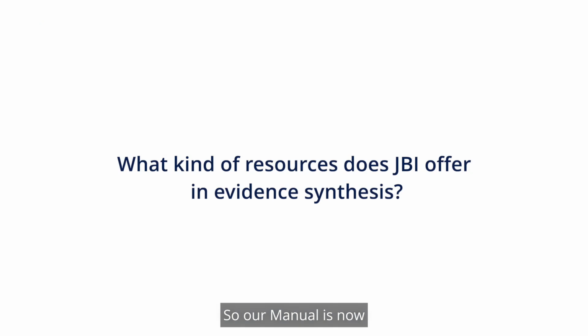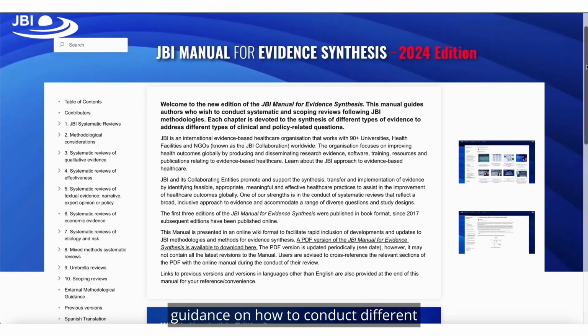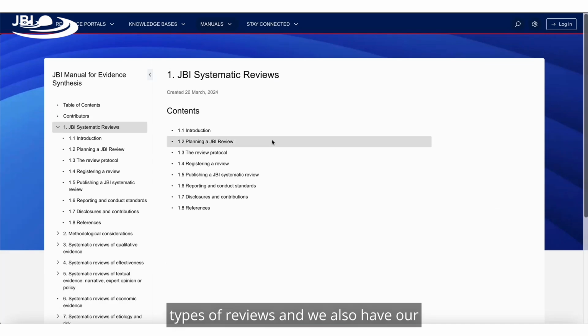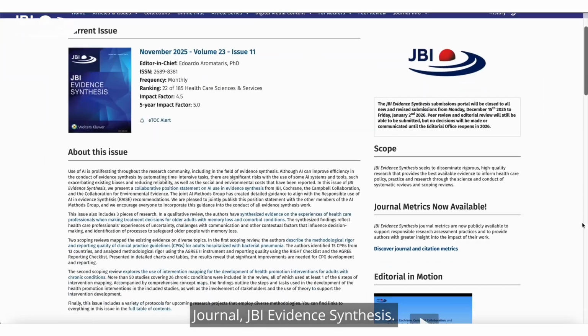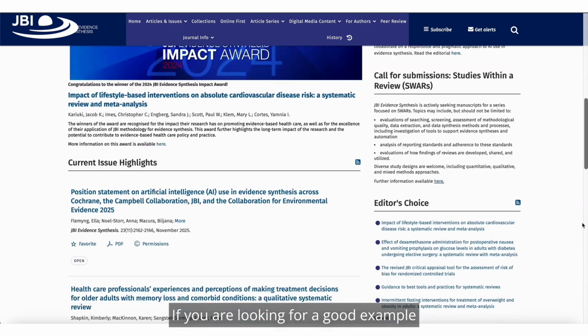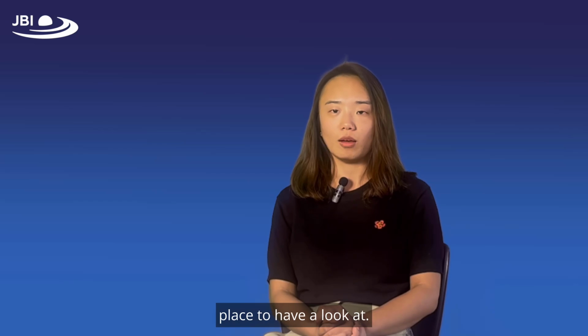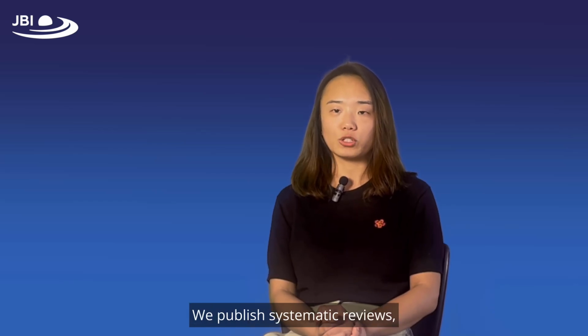So our manual is now currently being updated. It offers very comprehensive guidance on how to conduct different types of reviews. And we also have our journal, JBI Evidence Synthesis. If you are looking for a good example for your review, if you've just started, that will be a good place to have a look at. We publish systematic reviews, scoping reviews, and protocols, and also methodological papers.